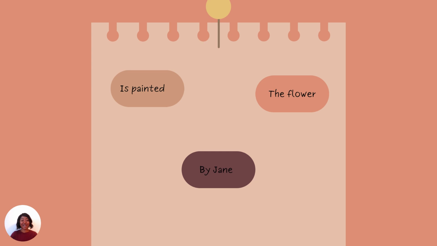Okay, now for some practice. We have three phrases here. Is painted, the flower, by Jane. Can you rearrange these to make a passive sentence structure? Pause the video and have a go.